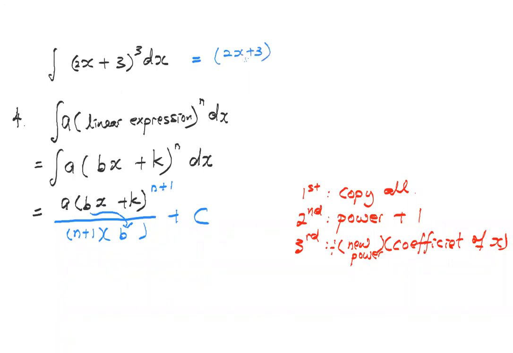Power plus 1. Divide by the new power. One is the new power, the other one is the coefficient of x. Can I stop there? I have to put plus c. So the answer will be (2x plus 3) to the power of 4 divided by 8 plus c.